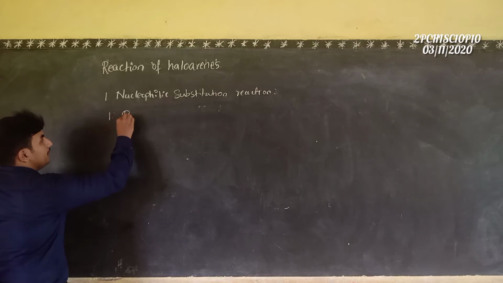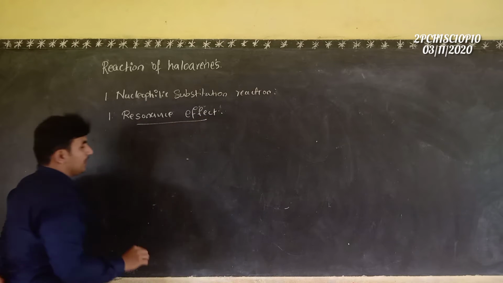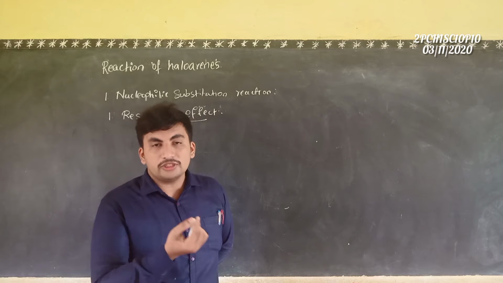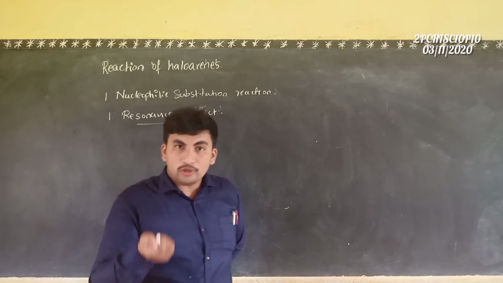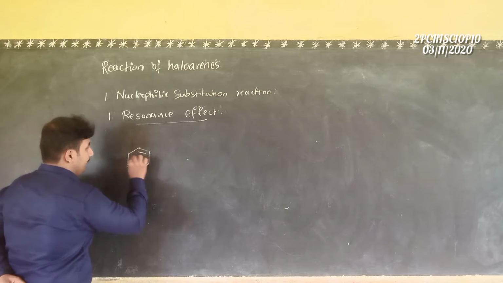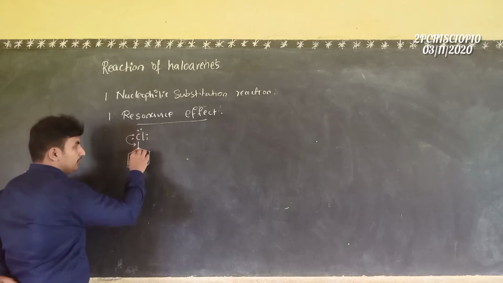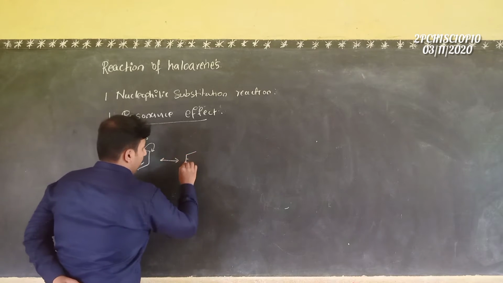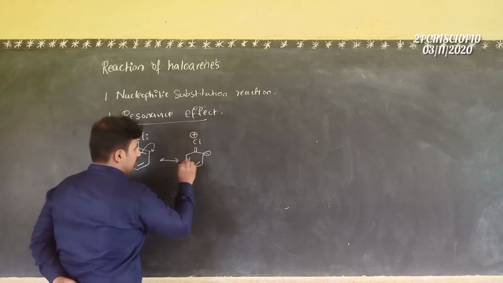The first reason is the resonance effect. You studied the resonance effect, right? In haloarenes, the carbon-halogen bond is there. The halogen atom contains a lone pair of electrons which shifts towards the carbon-halogen bond and is delocalized with the pi electrons of the benzene. For example, in chlorobenzene, the chlorine atom's lone pair of electrons shifts to the carbon-chlorine bond, and the pi electron is shifted, forming the resonance structure. Here the ring carbon has a negative charge and chlorine has a positive charge because the lone pair is shifted.